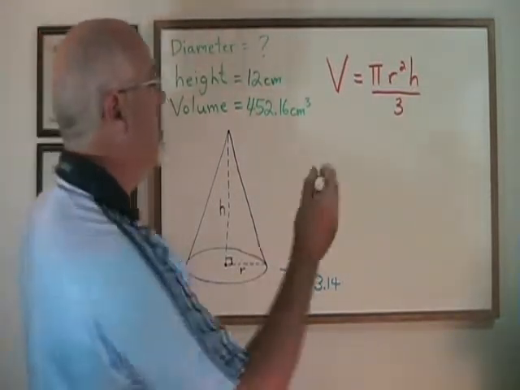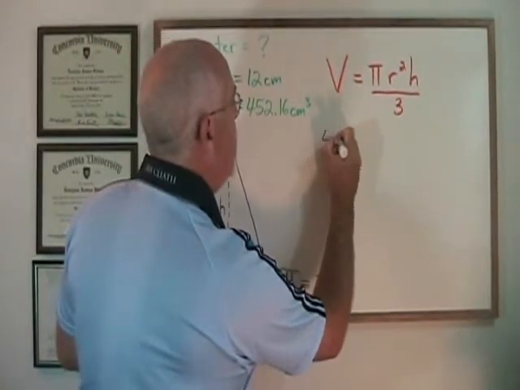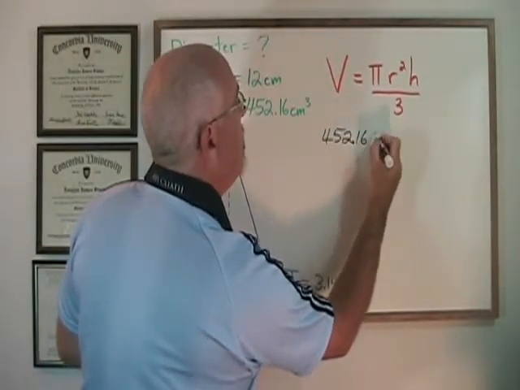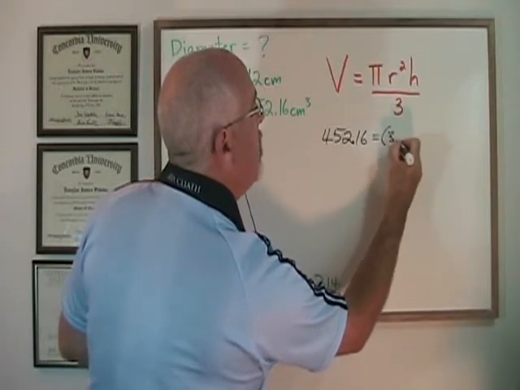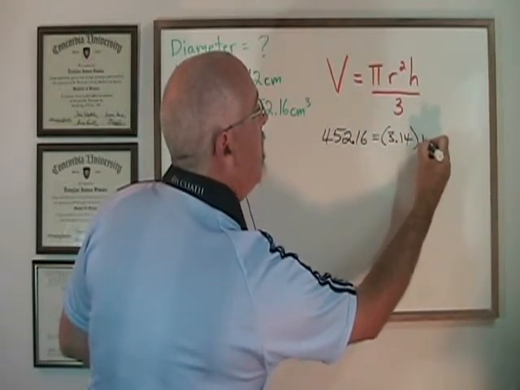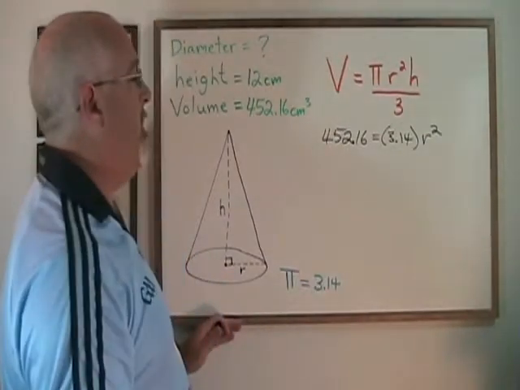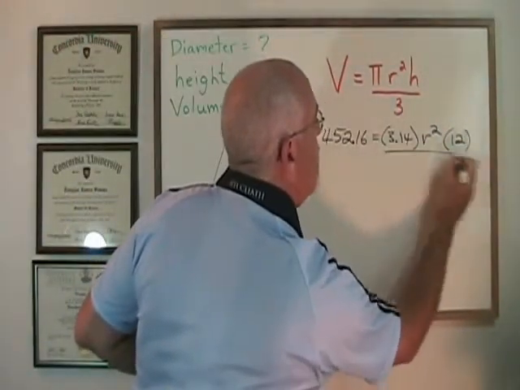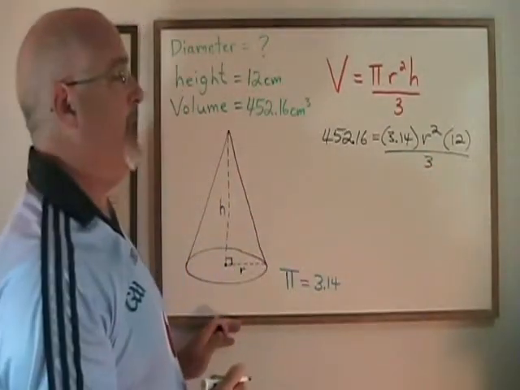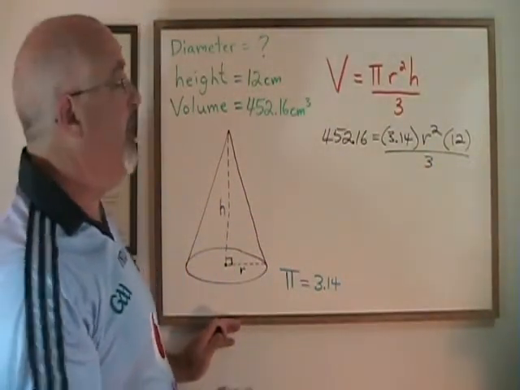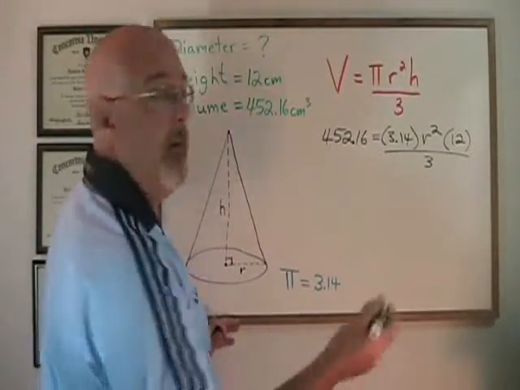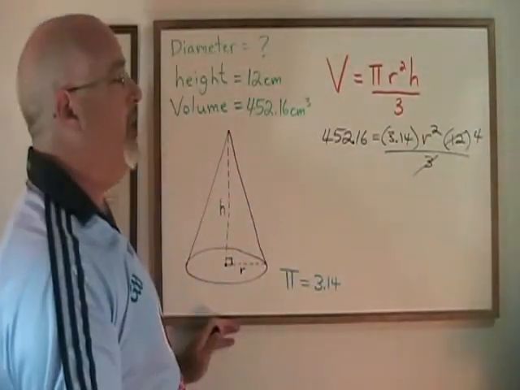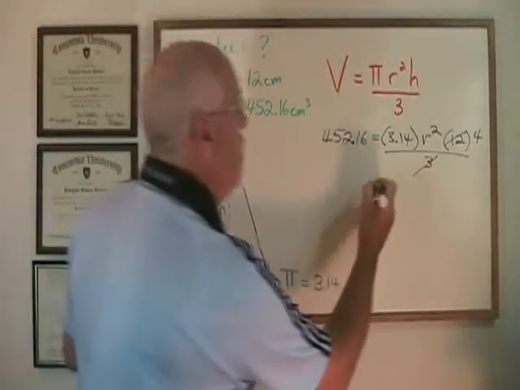Filling in the formula, the V is replaced by 452.16. Pi is 3.14. R squared will continue to be our unknown. The H is 12. And of course there's a 3 in the formula. The first thing I'm going to do is simplify this 12 and 3. 12 divided by 3 is 4. And I now have to do 4 times 3.14.